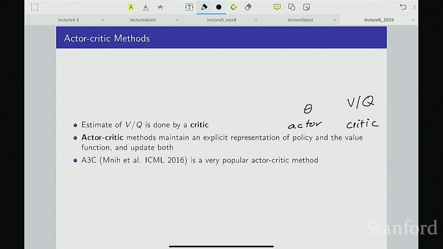The reason we call it a critic is because the critic is trying to estimate the performance of the policy, an explicit representation of that performance. So the actor makes decisions and the critic says that's how good it was. So that's why it's called actor-critic.